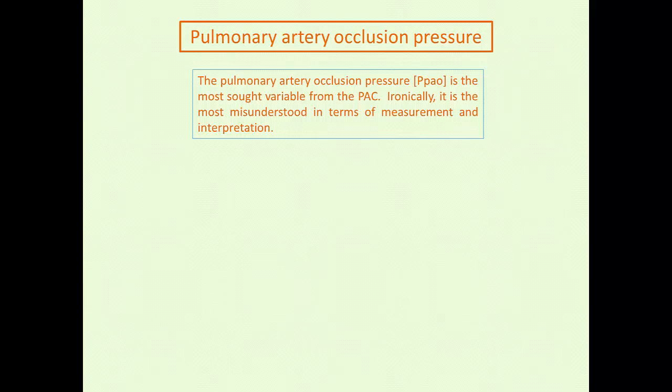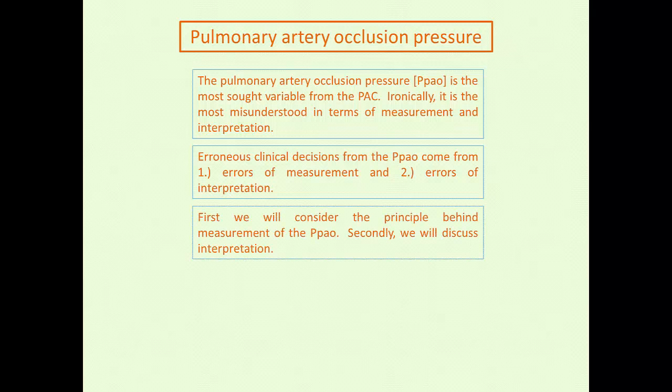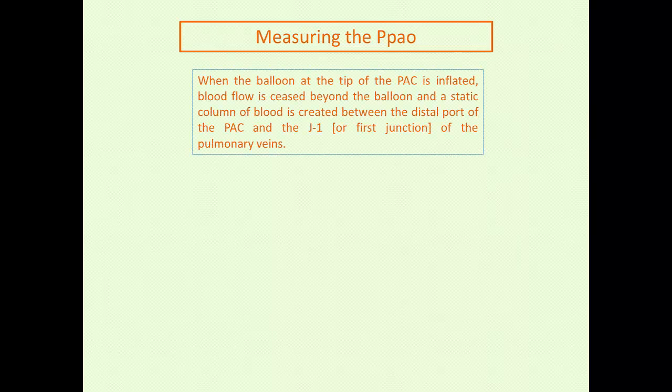And so the pulmonary artery occlusion pressure, which I abbreviate P subscript PAO, is, I find, often the most sought variable from the pulmonary artery catheter, but ironically it's probably the most misunderstood in terms of measurement and interpretation. And this will lead to erroneous clinical decisions that come from measurement and interpretation errors. So the first part of the talk on the pulmonary artery occlusion pressure in Chapter 7, we talk about the principle behind accurate measurement, and then move on to interpretation. So here in this brief overview, I want to talk about measuring the pulmonary artery occlusion pressure. So how do we do that?